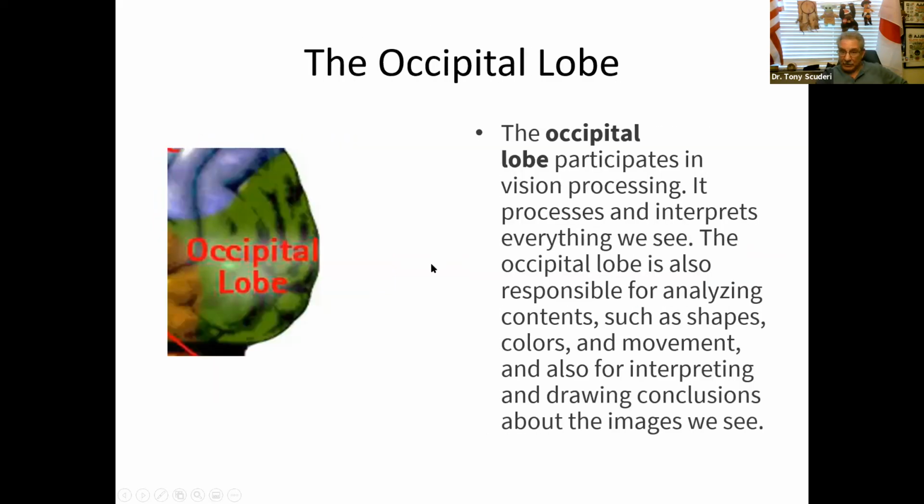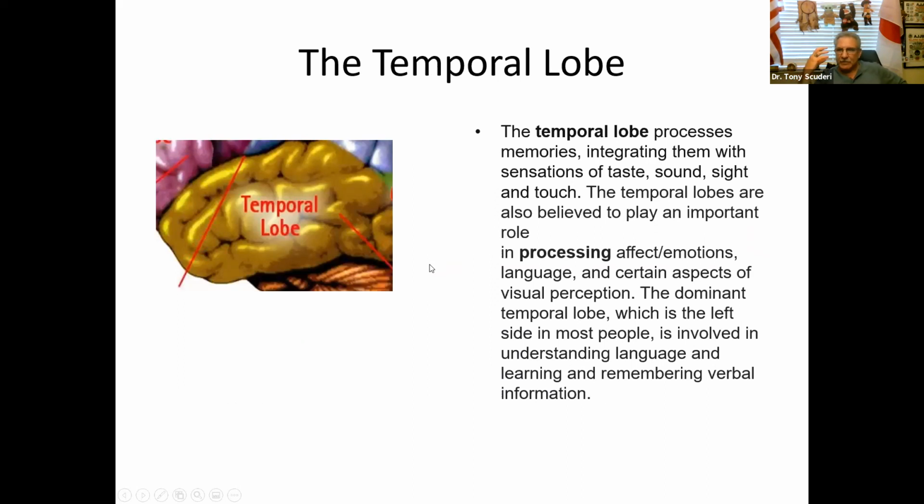So from the occipital lobe, as we go down, we now come to the side of our brain. This is called the temporal region. It's close to the ear, okay? The temporal process, memories, integrates memories with sensation, with taste, with sound, with sight, with touch. All that comes into this area here. Also, it's believed to play an important role in how we process things like feelings, emotions, the way we look, the way we touch.